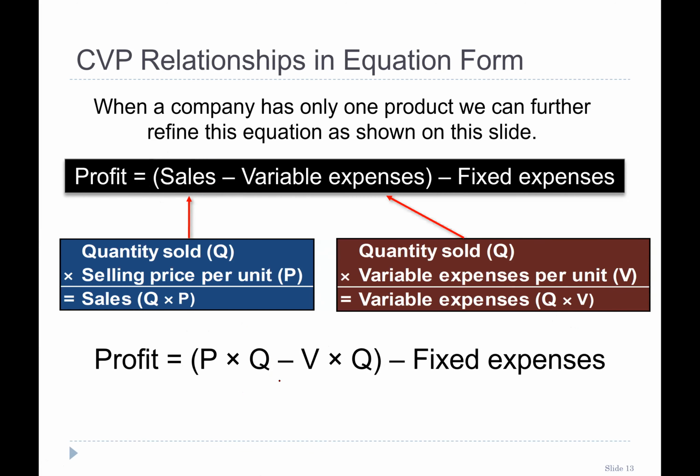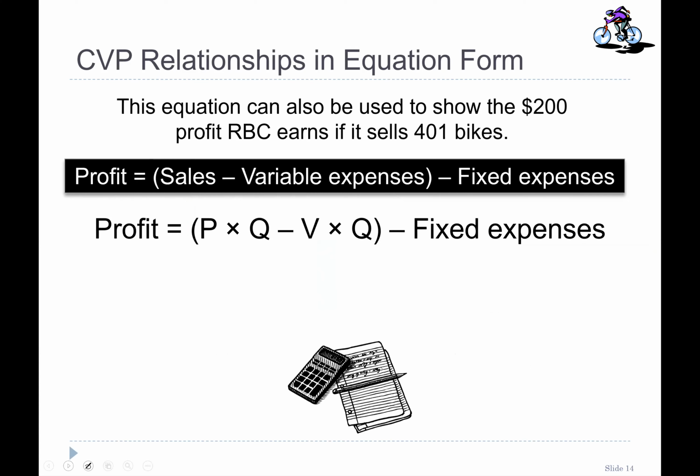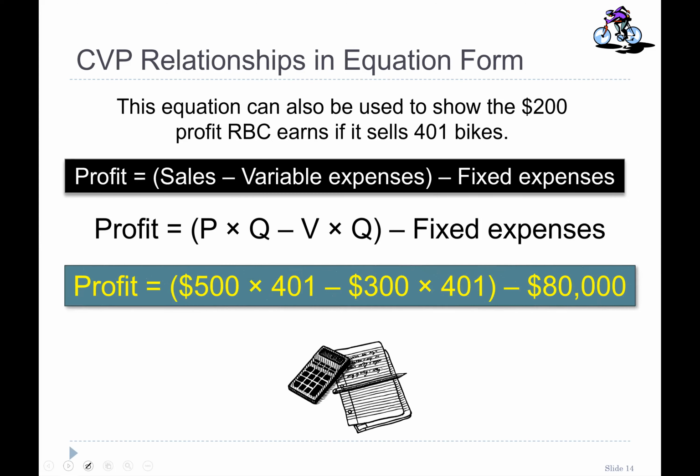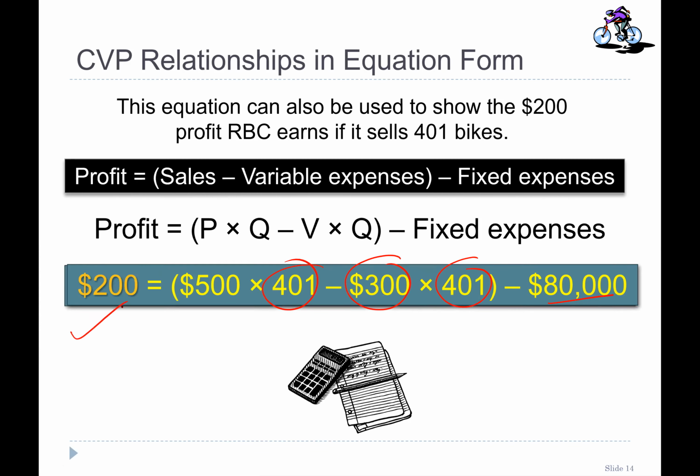So what do you think? See something common here? It's a mathematical property. Q is common here, so we just take out Q. Or if you want to prove that one, again, it is the same thing. 500 multiplied by 401, 300 multiplied by 401, minus 80,000, the answer would be 200. This formula also proves that we are going in the same direction.